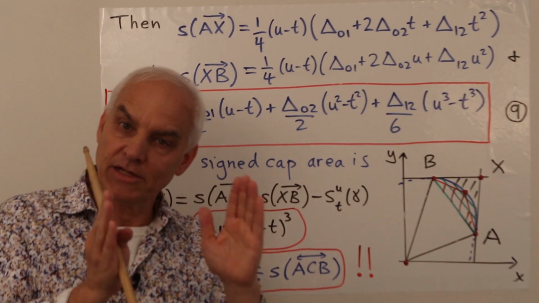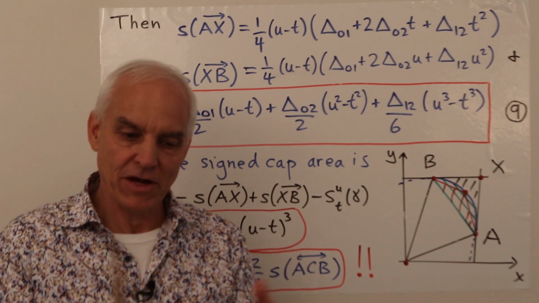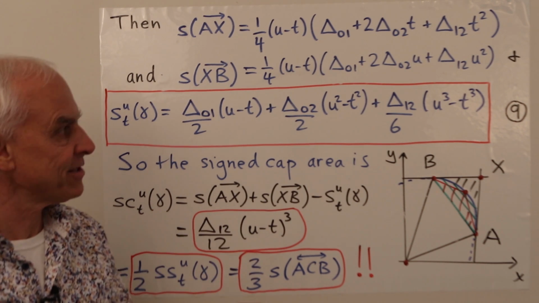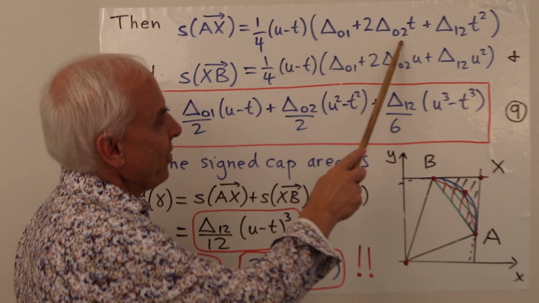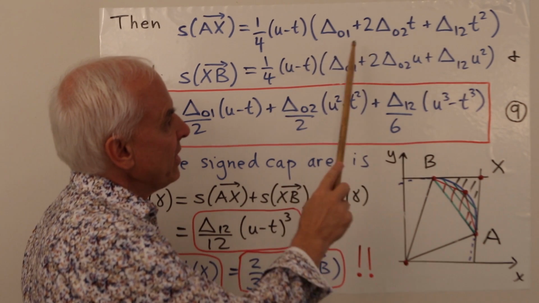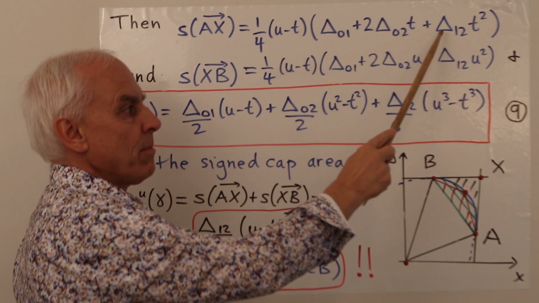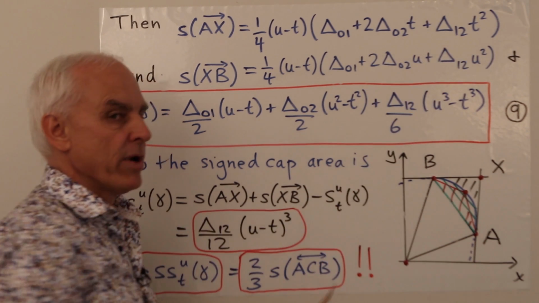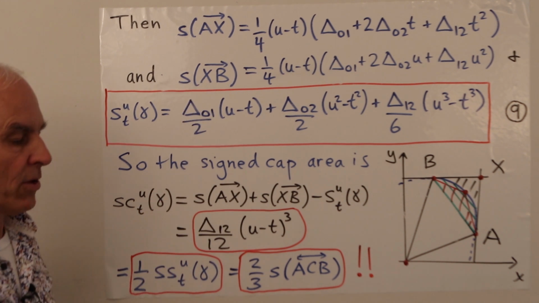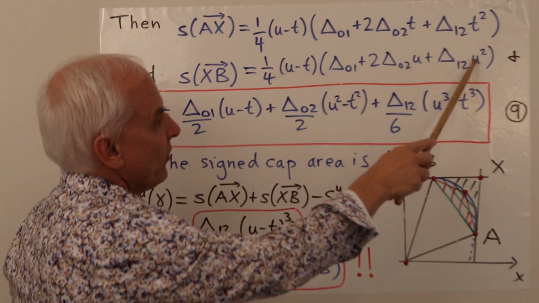All right, so we have exact expressions for the point A, the point B, and the point X. So now it's straightforward for us to calculate the signed area of the oriented edge AX. That turns out to be this expression. 1/4 times (u minus t) times this expression in t, delta 0,1 plus 2 delta 0,2 times t plus delta 1,2 times t squared. And correspondingly, the signed area of the oriented edge XB turns out to be something similar with u's instead of t's.